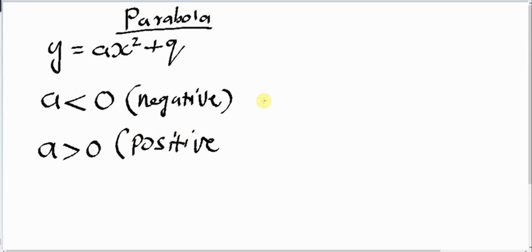So we spoke about the sad face, wherein your graph would have a concave down, and then we have a happy face, which is basically a concave up. We also spoke about the value of q, which is the turning point, y-intercept, and also the vertical shift of the graph.